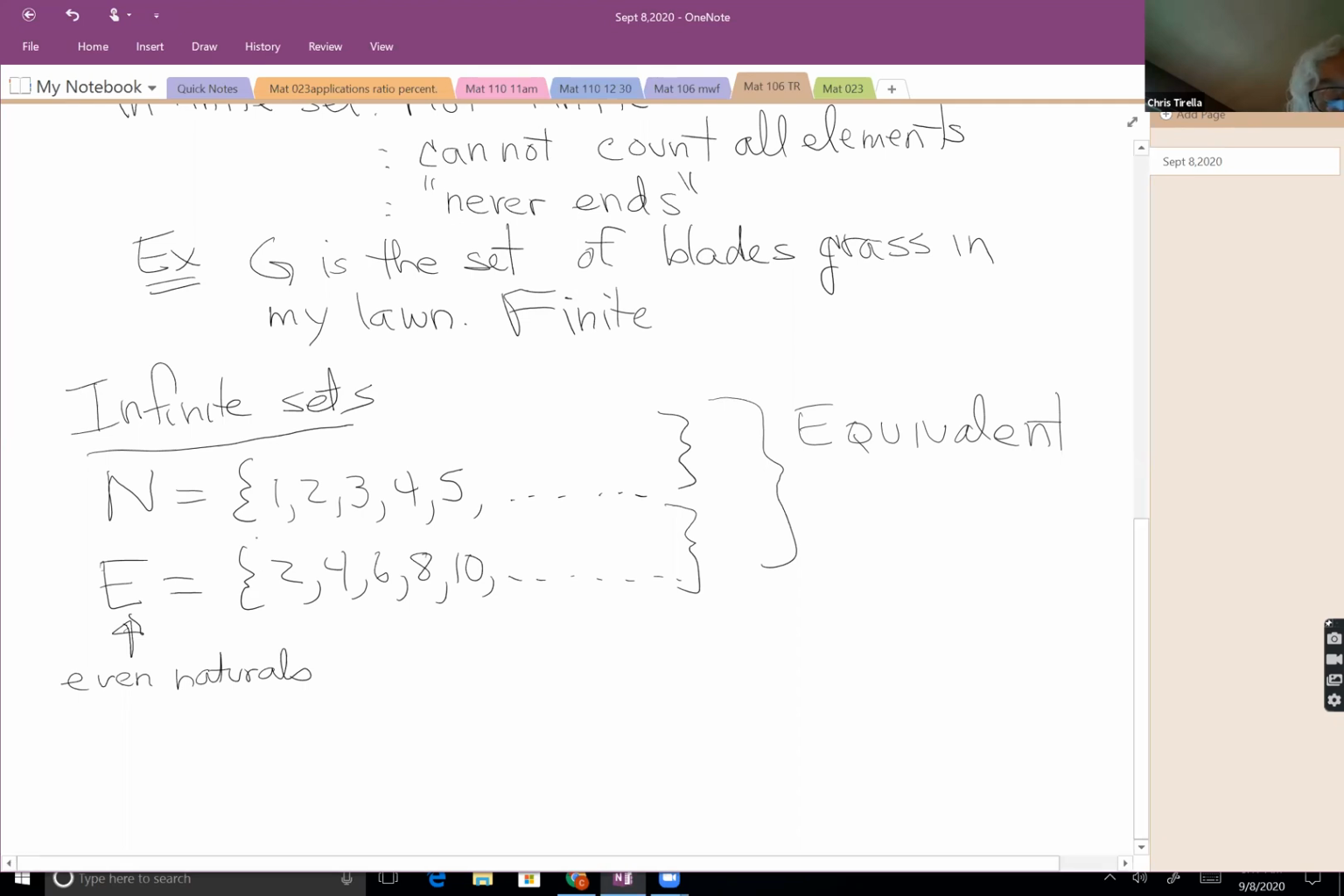And couldn't I go through and start pairing off each of the natural numbers with its double, or each of the even numbers with its half? And couldn't I go through and for any even number come up with a natural number, and for every natural number come up with an even number that it would match with? So we can say here that there is a one-to-one correspondence.